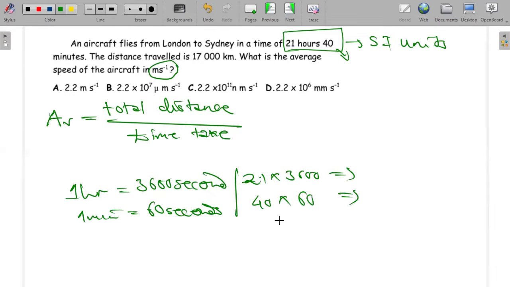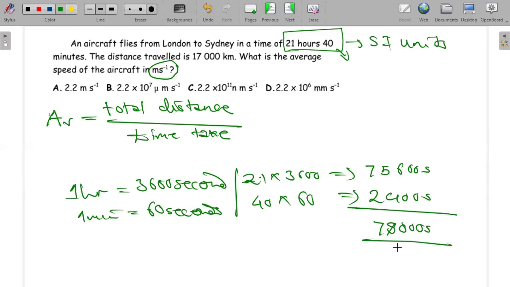This is going to be 21 multiplied by 3600. What answer are we getting? I think about 78,000 there, something like that. Sorry, it is 75,600 seconds. Whilst 40 multiplied by 60 is going to give us 2,400 seconds. So you add those two. What's the final answer here? You're going to get 78,000 seconds.